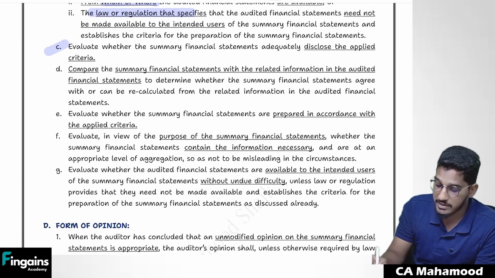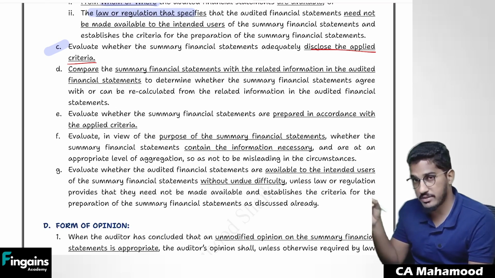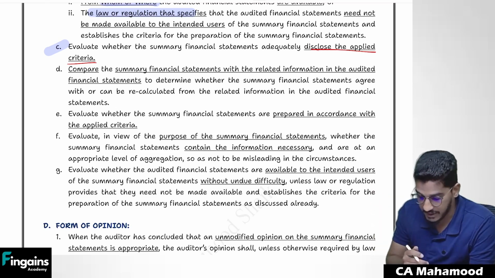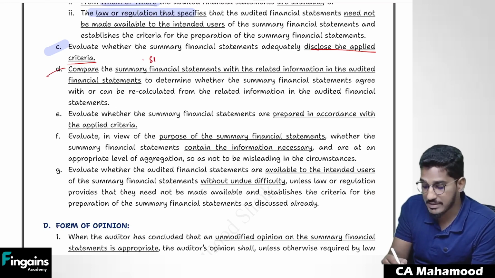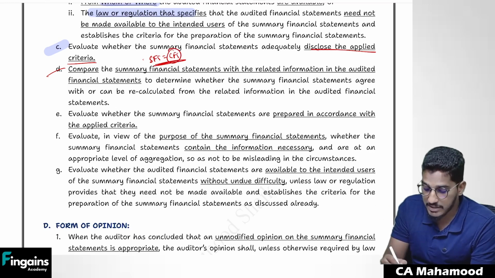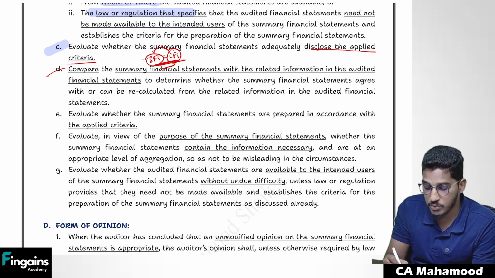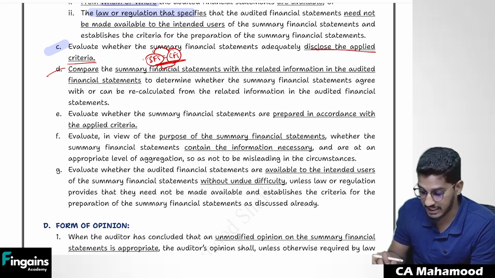And in the summary financial statements, they have to clearly explain the applied criteria. Nothing but according to which criteria they have summarized the financial statements, they have to disclose that criteria as well. And you have to compare the summary financial statements with the complete financial statements and check whether both are matching or not. Whatever complete financial statements are there, from that only the summary financial statements will be prepared. So I need to check whether both are matching or there is any mismatch.